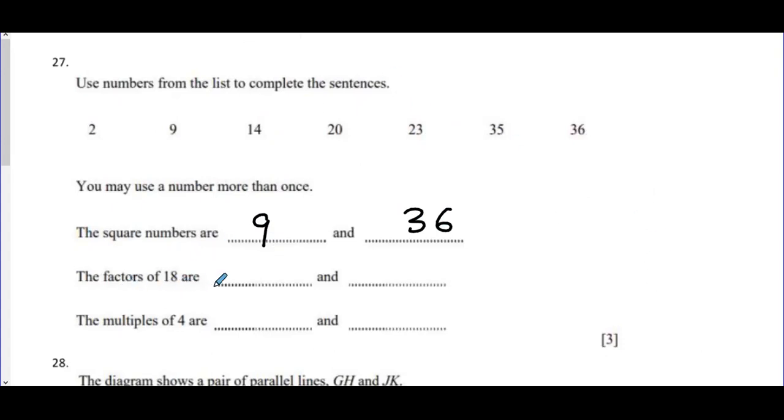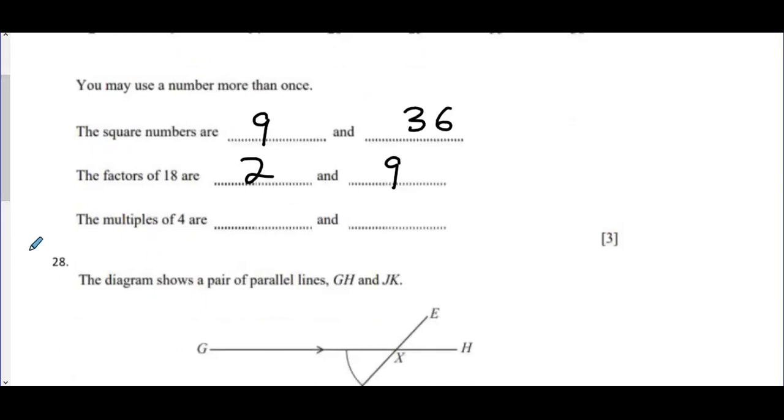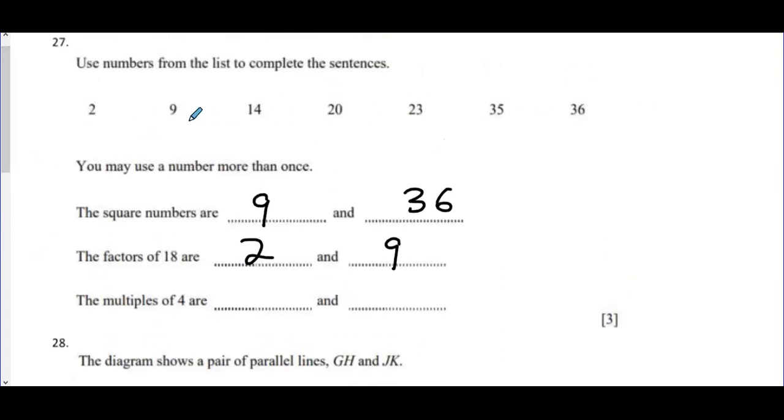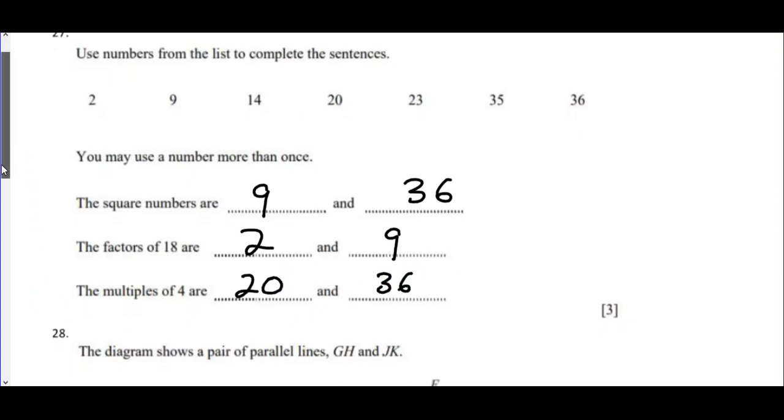The factors of 18 are those numbers which divide 18, and 18 itself. So the factors of 18 will be 2, 9, done. Okay. All right. The multiples of 4 are 4, then keep adding 4. So you have 4, 8, 12, and so on. So let us check. Do you have a 4 here? No. Do we have multiples? Yes, 20 will be multiples of 4. Do we have another? Yes, 36 will be a multiple of 4.